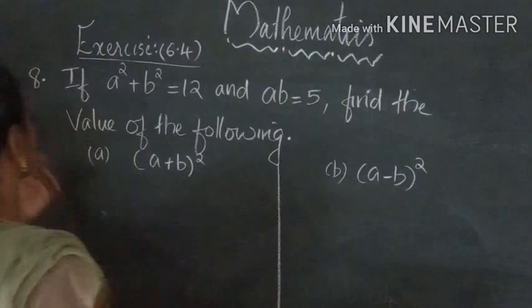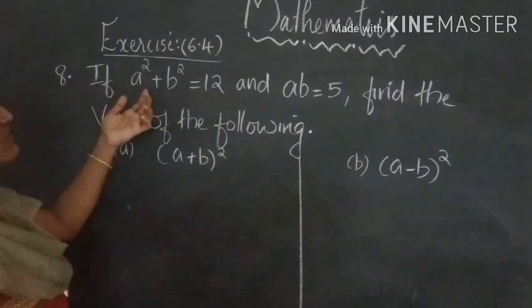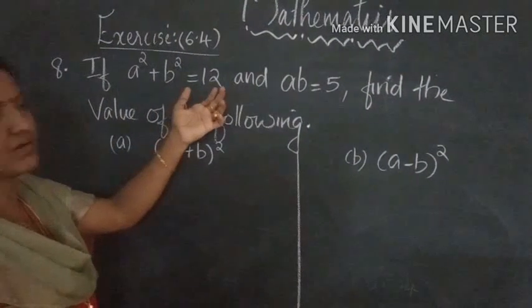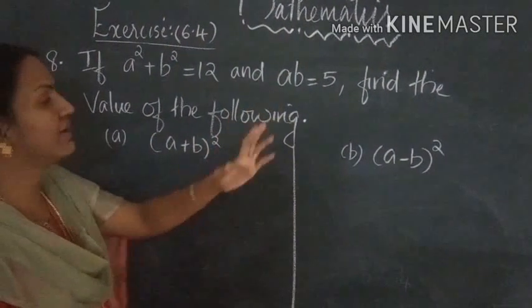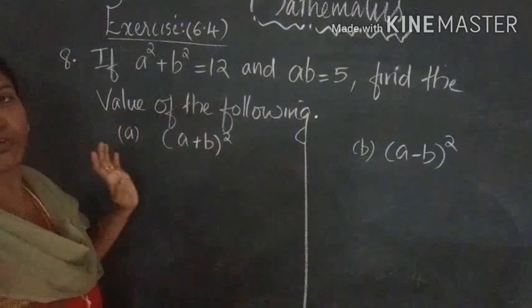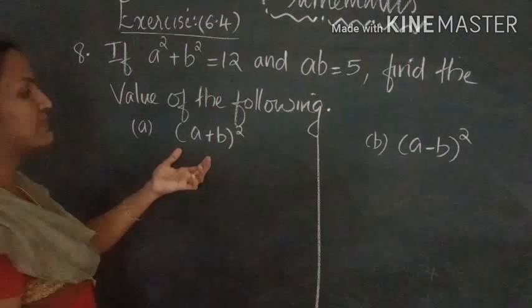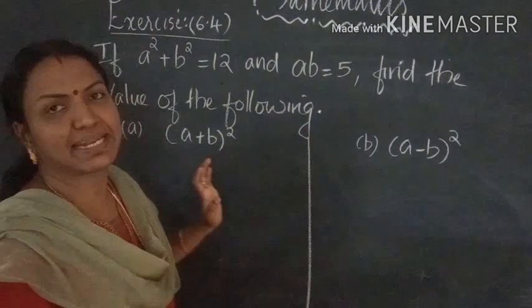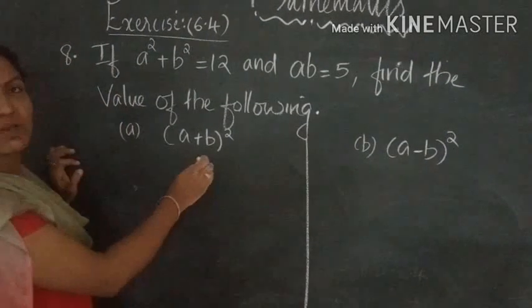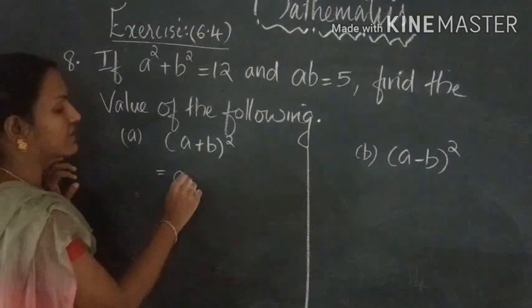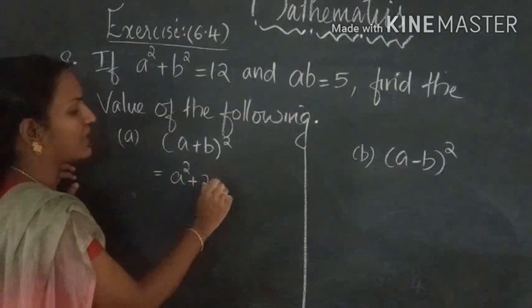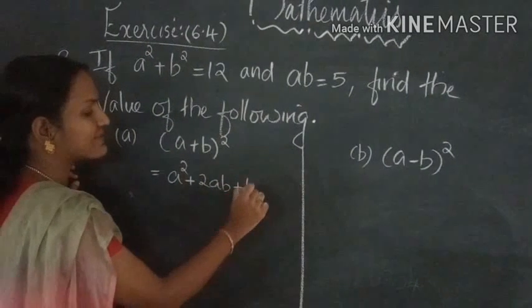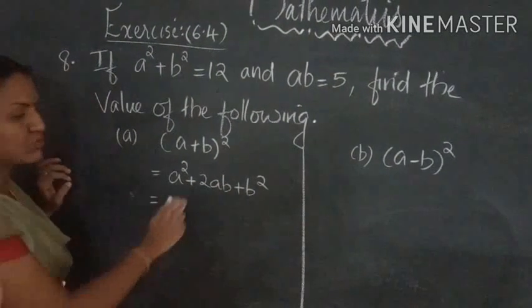Next, question number 8. If a square plus b square is equal to 12 and ab is equal to 5, find the value of the following. Option A, a plus b the whole square. Option B, a minus b the whole square. You know what a plus b the whole square is? It is equal to a square plus 2ab plus b square.